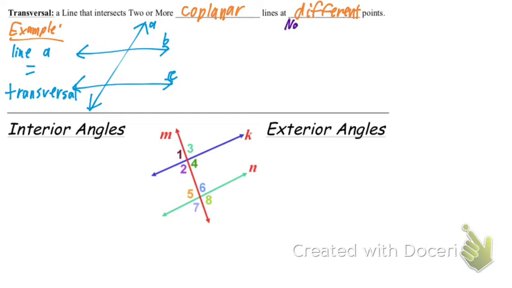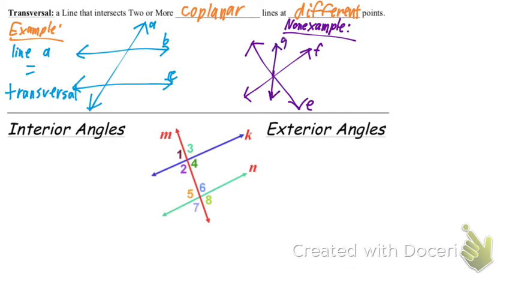Our non-example would be going straight to the middle. It could look something like this. You have line E, line F, and line G. Now, for any of these 3 lines, do they intersect 2 lines? Yes, they intersect 2 lines, but they intersect them at the same point. So that's why it's not a transversal. For a transversal, they have to intersect at different points.